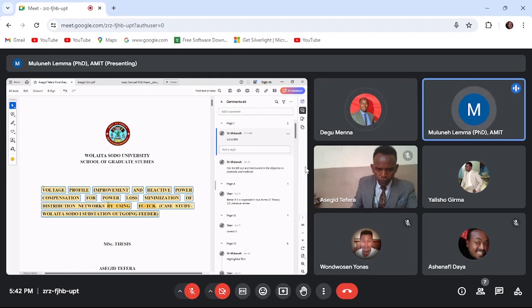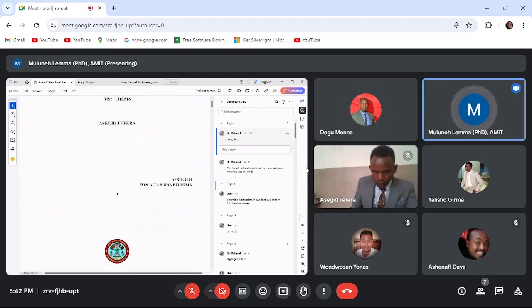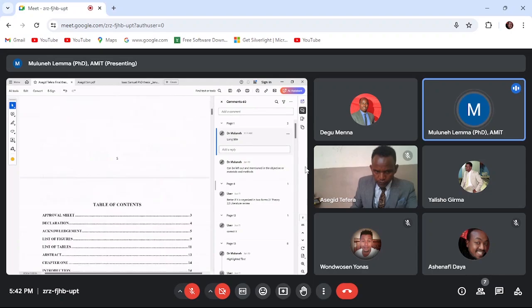Then in brackets, case study, Walaita Sodo substation. Then this FCTCR can be integrated in the objective or in the methodology section or wherever. By using FCTCR, if you minimize that, I think you can also minimize the length of the title. So that is the case. Other questions, later I will ask you based on the title.